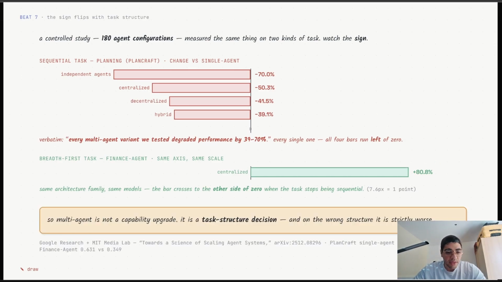So the rule is that we predicted, and it's holding here. Multi-agent is not a capability upgrade that you switch on. It's really a task structure decision. And on the wrong structure, it's not neutral. It actually is worse. So it's really an engineering question. It's not something you're going to just apply. Okay, I'm just going to use multi-agent systems here.